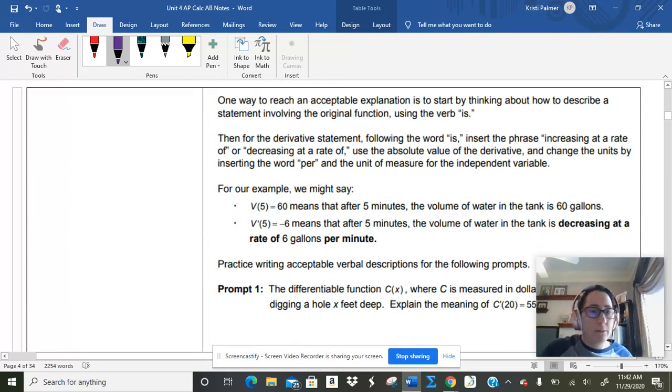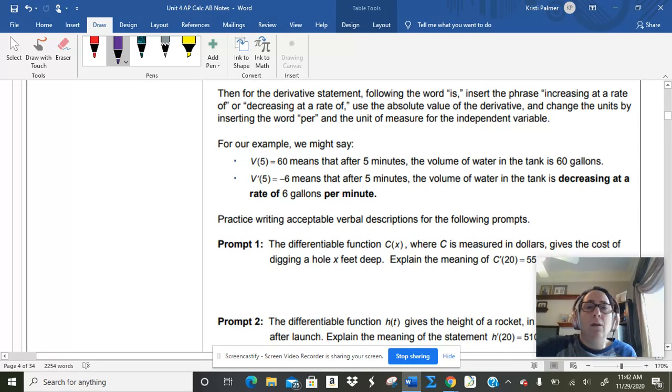Okay, so you can go ahead and read through this, but we're going to look at this example. If we said V of 5 equals 60, then this is talking about the volume at T equals 5 is 60 gallons. T equals 5 minutes, sorry.